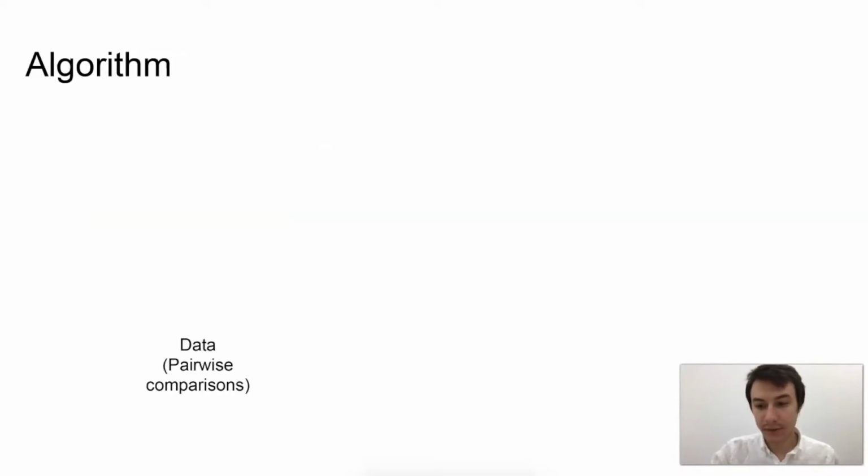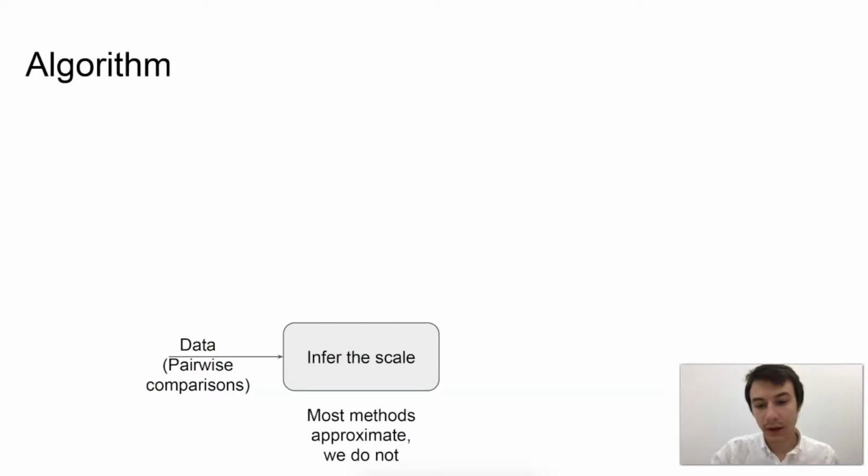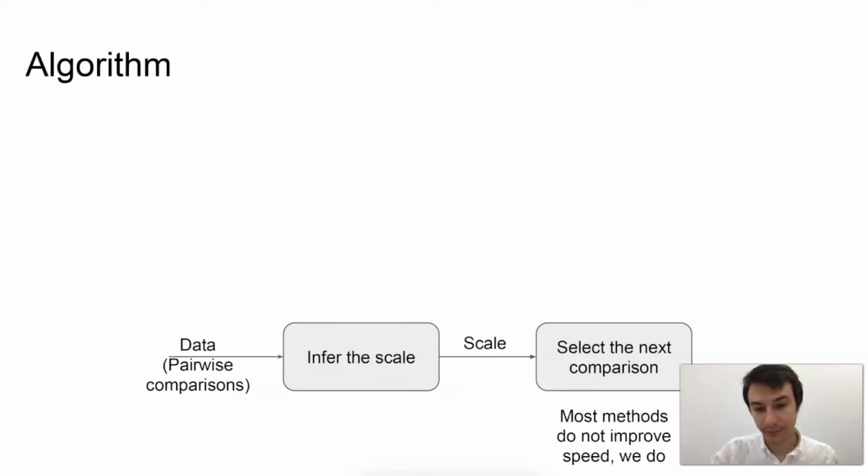Information gain-based methods follow a similar pipeline. We start with the data collected so far, that would be pairwise comparisons. We would then infer the scale. Here, most of the methods approximate the scale so that they can maximize the computational efficiency of the algorithm. Unlike them, we use full posterior update and hence obtain a very accurate scale. Once the scale is available, we can select the next comparison. Here, most methods do not improve the speed, unlike us.